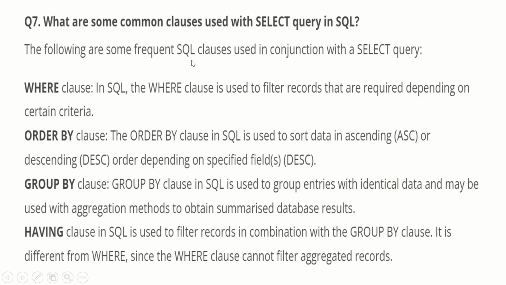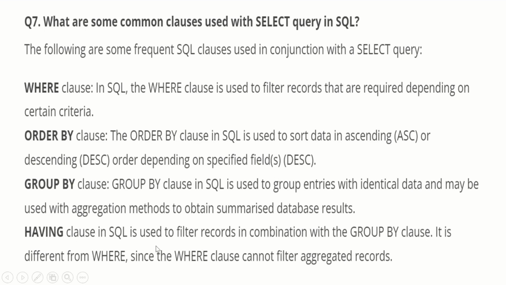The following are some frequent SQL clauses used in conjunction with the select query. That is the where clause. In SQL, the where clause is used to filter records depending on certain criteria. Order by clause: the order by clause in SQL is used to sort the data in ascending or descending order depending on the specified fields. Group by clause in SQL is used to group entries with identical data, and may be used with aggregation methods to obtain summarized database results.